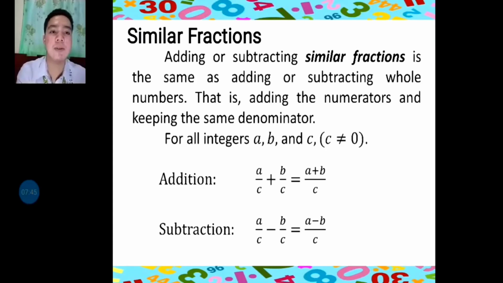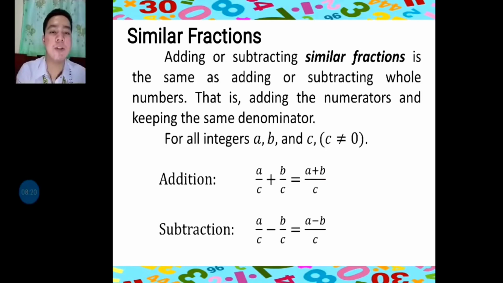If c will be the denominator, c should not be equal to 0 because it will become irrational. Okay? Then, plus b over c. Same thing, c should not be equal to 0. As you can see, the denominator is the same. Therefore, we have similar fractions. That is equal to, just add the numerator, a plus b, over copy the denominator, c.